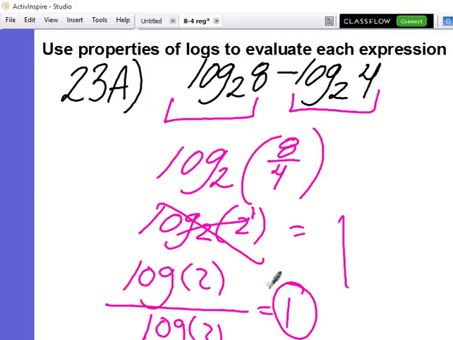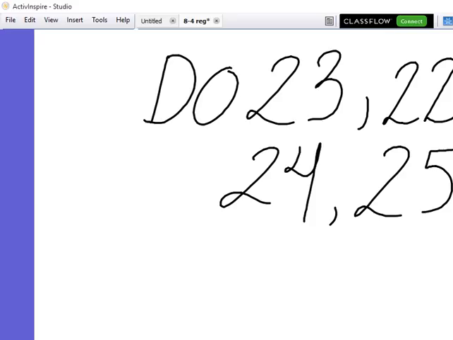So you're finishing the worksheet. Every problem is due next time.